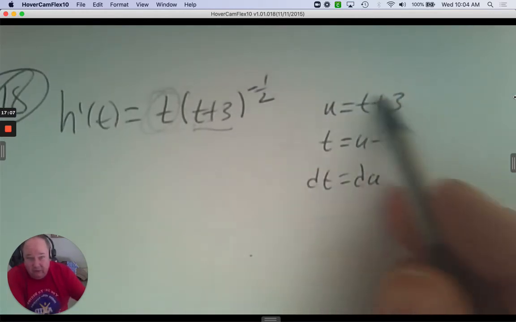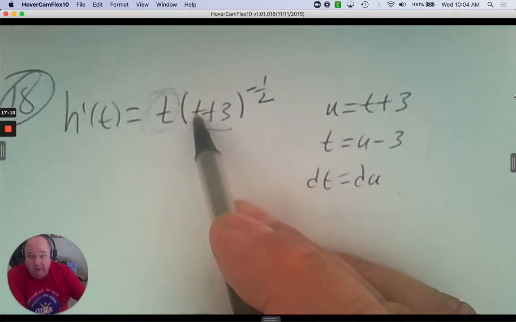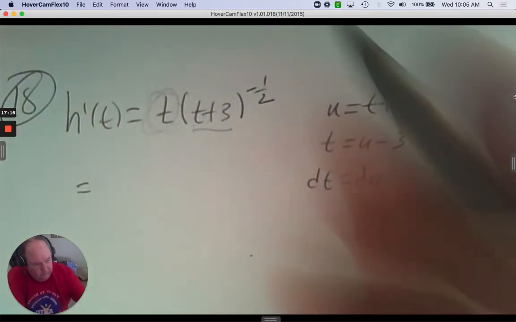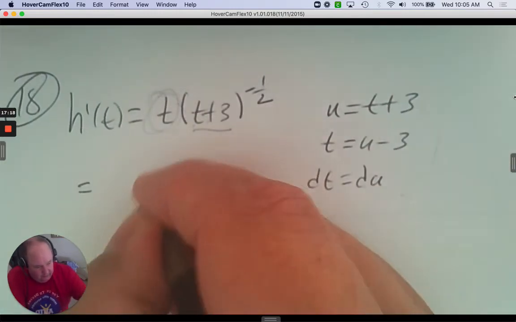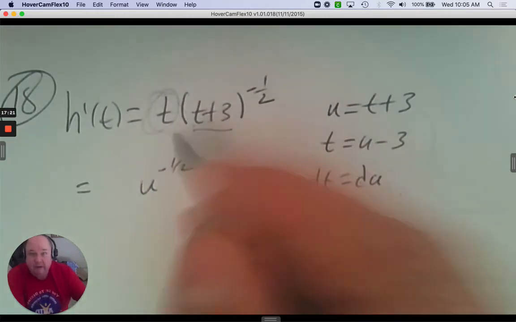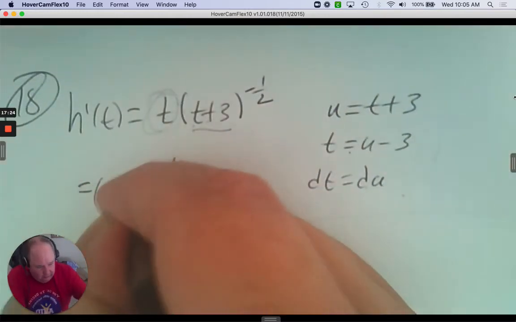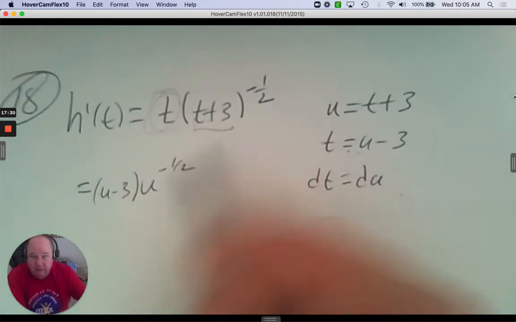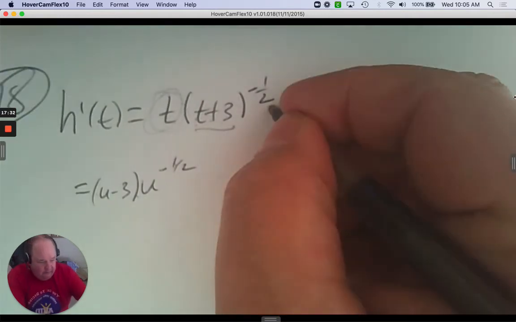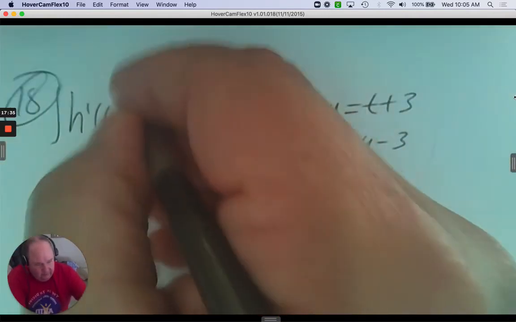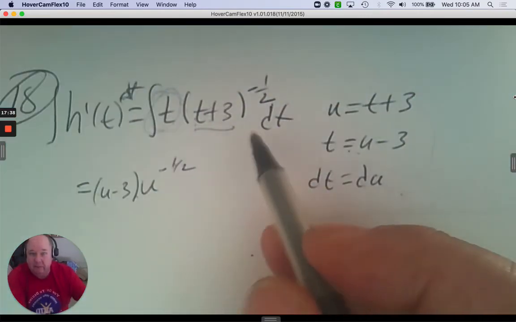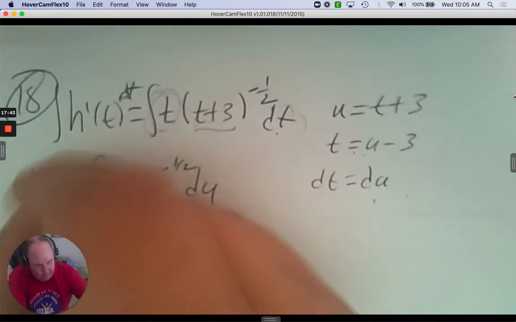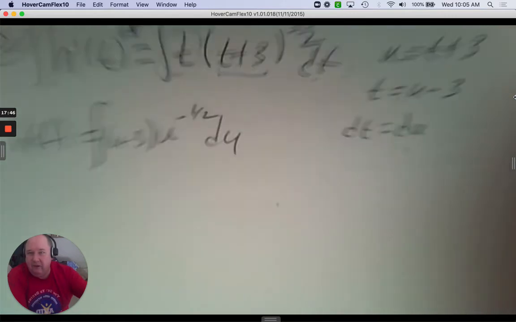I'm going to do a substitution here. So instead of t plus 3, it's going to be u to the negative a half. Instead of t, it's going to be u minus 3. That's why I kind of put a space there in front. So t is u minus 3. T plus 3 is u. And then this should say dt. If I'm integrating this, there's good symbols. dt is just du. So that's what h at t equals.